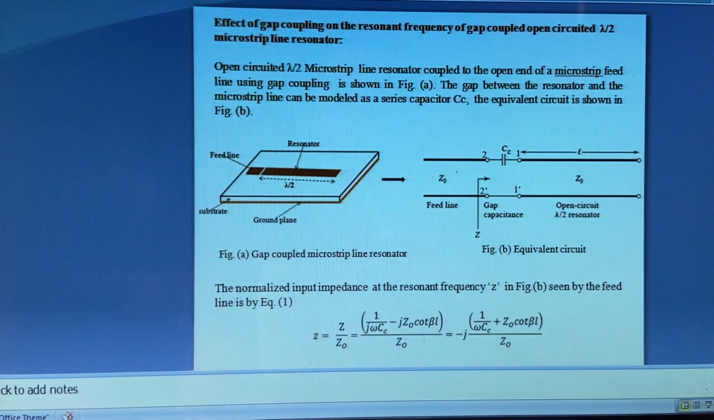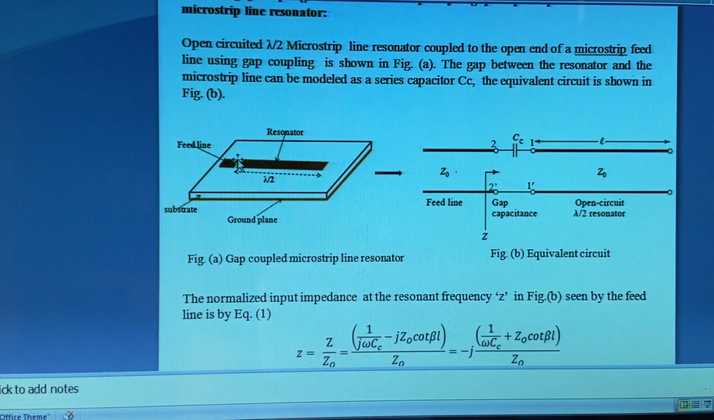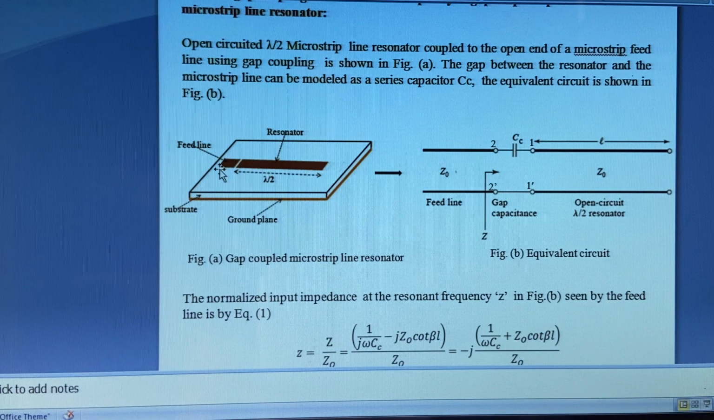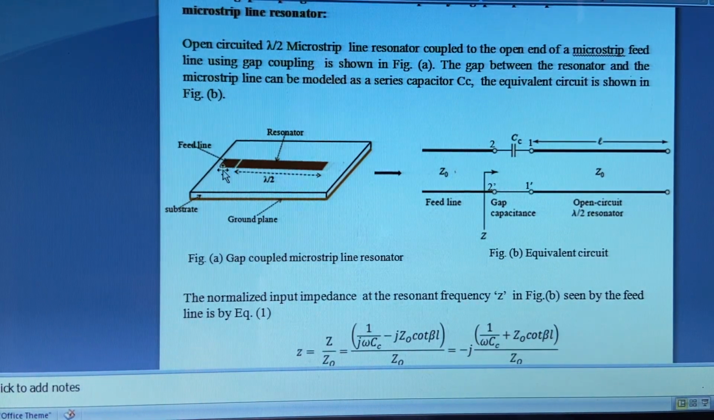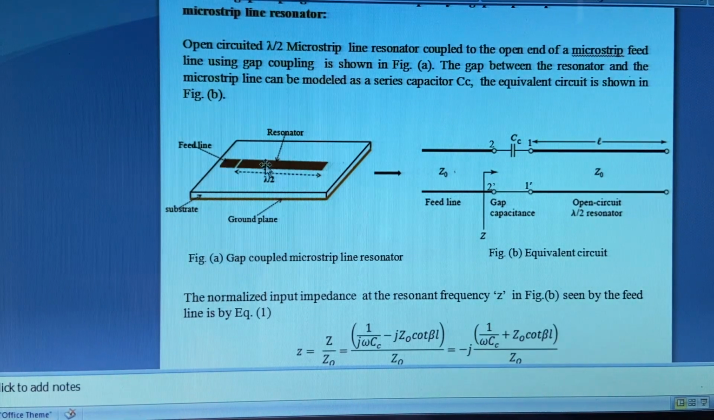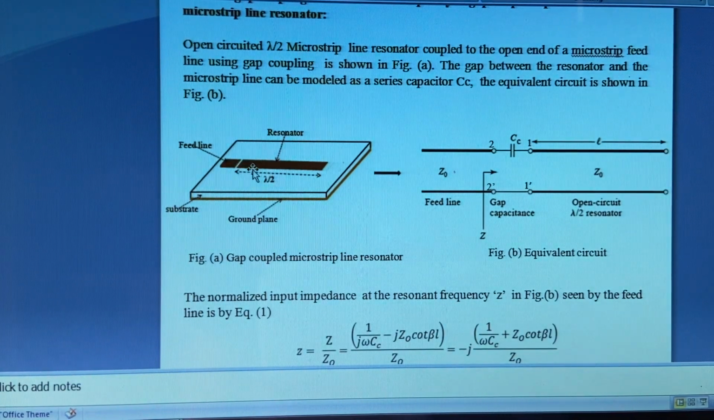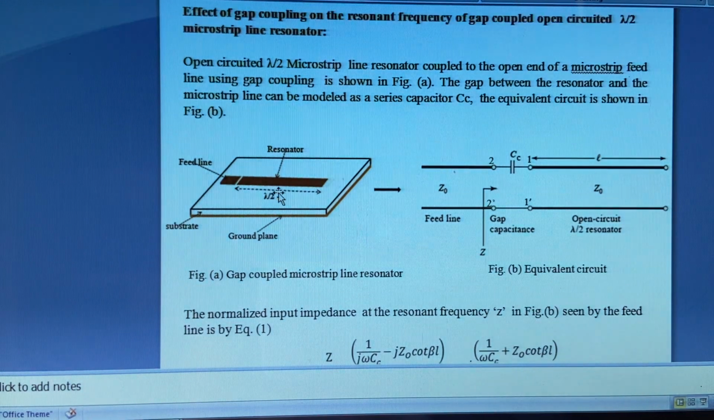So this is a microstrip gap coupling, because my feed line is there. Using this feed line, energy is coupled to the resonator. Through an SMA connector we can connect the excitation source to this point. A coaxial probe may be connected here, so that energy is transferred to this resonator through this gap. So this is a gap coupled microstrip lambda by 2 open circuited resonator structure.